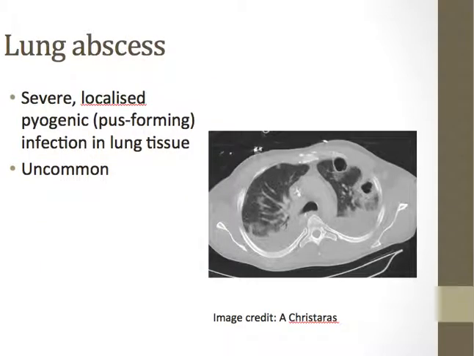Our next syndrome is lung abscess. An abscess is a severe localized pyogenic infection in lung tissue. Here's a CT thorax where you can see you've got some consolidation here, but also you've got these things with some inflammation and holes in the middle with air. You've got abscesses forming here. They are now uncommon, again as a result of more widespread antibiotic treatment of pneumonia.